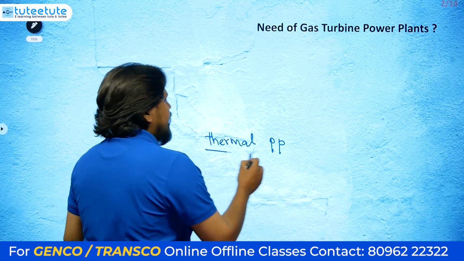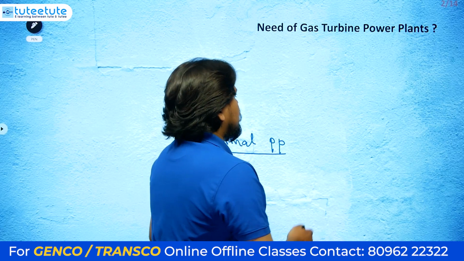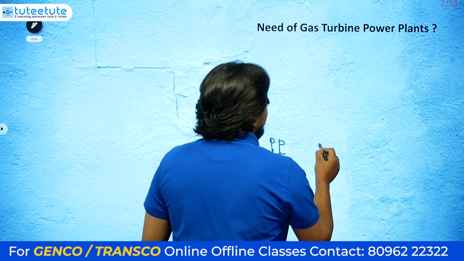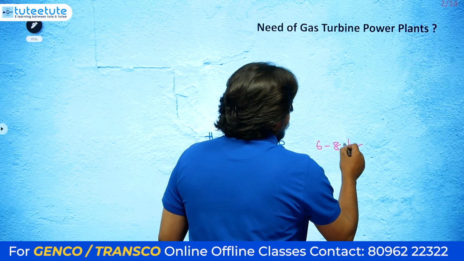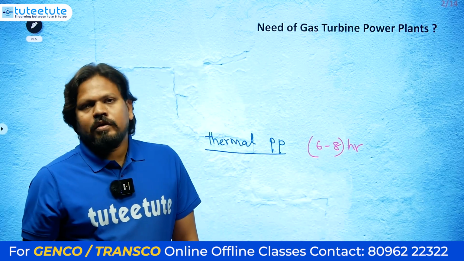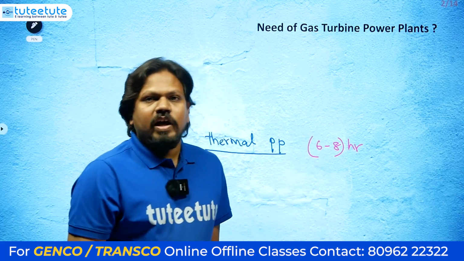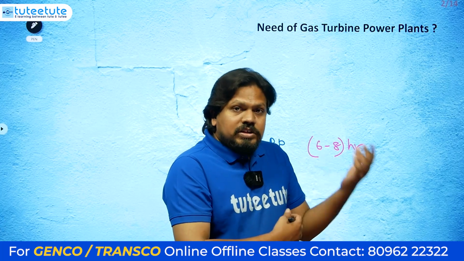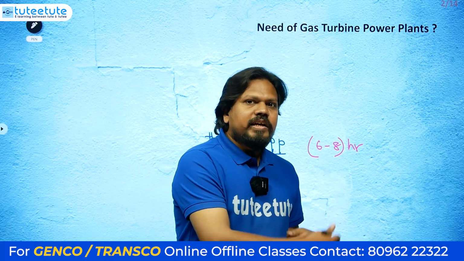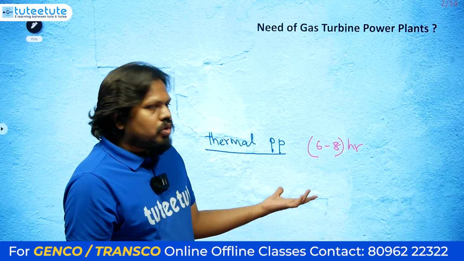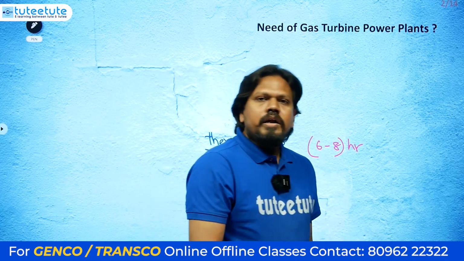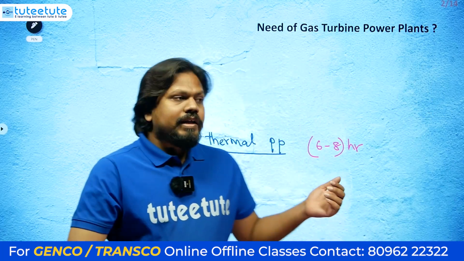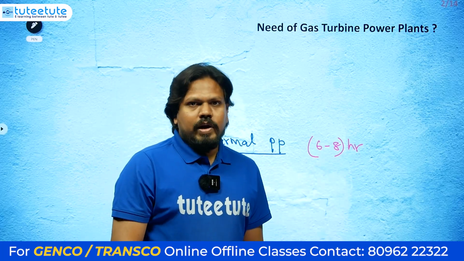A thermal power plant, generally, from cold reserve to generating plant, will take 6 to 8 hours. We might have learned this already in the comparison of power plants. First we need to build up the boiler. After that, we need to start the generator. Then it has to run freely for a certain time. Only then can it connect to the grid and generation will start. So this will take at least 6 to 8 hours for a thermal power plant.